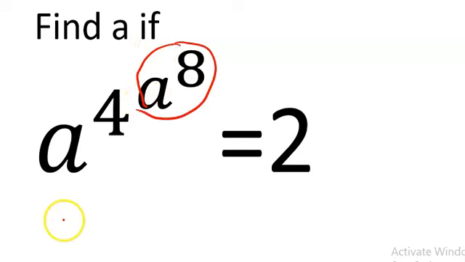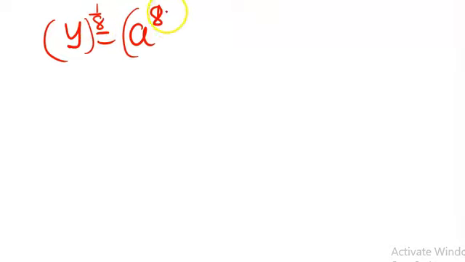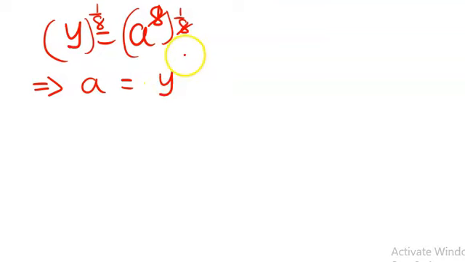So let's make a substitution. Let y be equal to a raised to the power 8. So we know y is equal to a raised to the power 8. Okay, let's make a the subject. We can do that by raising both sides to the power 1 on 8. So this 1 over 8, and this 1 over 8, so this 8 will cancel. So this implies that a is equal to y raised to the power 1 on 8. Now let's go back to the main equation, then substitute this.